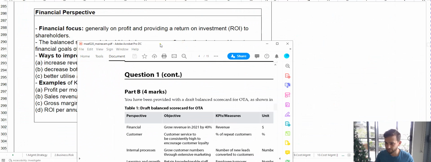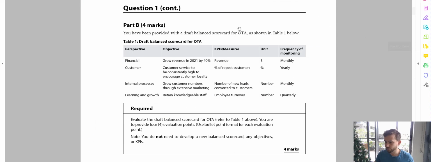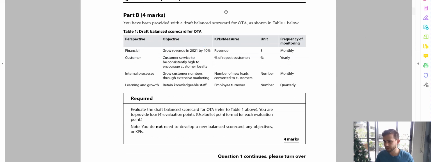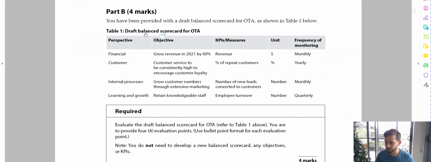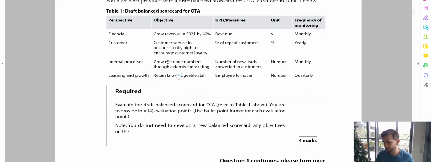So this one's from the MAAF 220 main exam, which is from the 2020 year. Question 1B, they actually give us a draft balanced scorecard. See how below they've got the 4 categories here: financial, customer, internal processes, learning and growth. And they've got an objective for each. Number 1, grow revenue in 2021 by 40%. Customer service to be consistently high to encourage customer loyalty. Grow customer numbers through extensive marketing, retain knowledgeable staff. KPIs are revenue, percentage of repeat customers, number of new leads converted to customers, employee turnover. You've got the units and the frequency of monitoring.